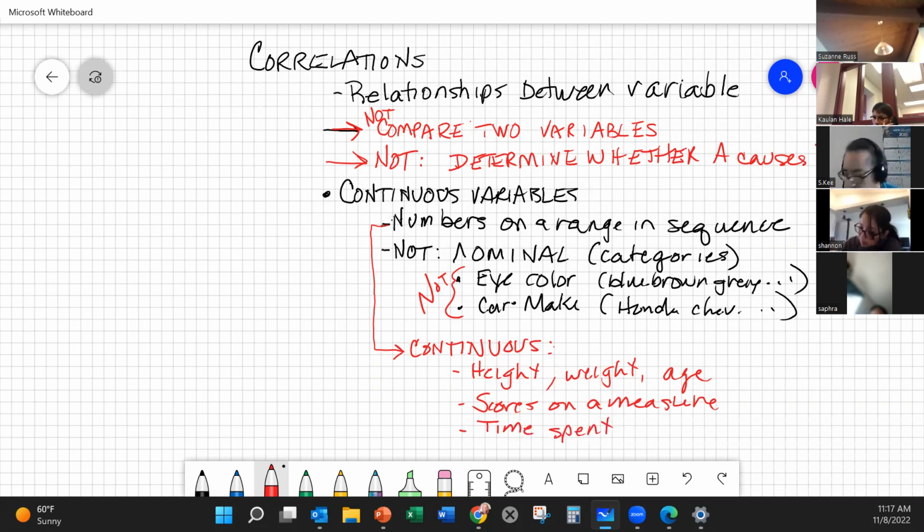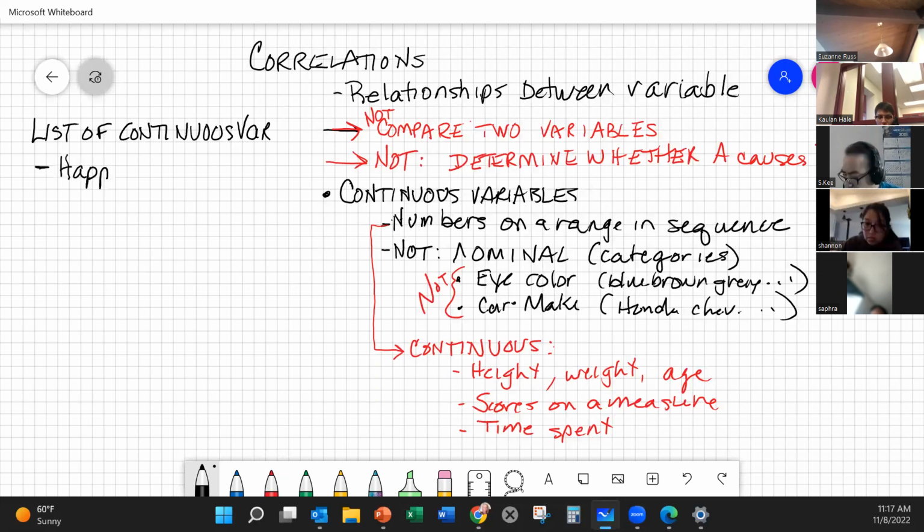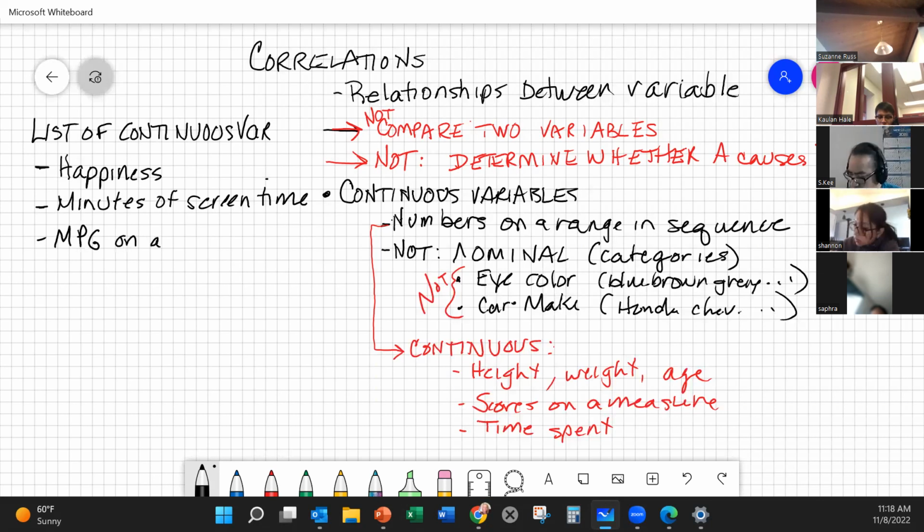Let's generate, for our use a little bit later, a list of some continuous variables. I'm going to start the list with an example. A list of continuous variables. I'm going to say happiness scores. We've measured happiness. I'm going to say minutes of screen time. And I'm going to say MPG, miles per gallon, on a car.